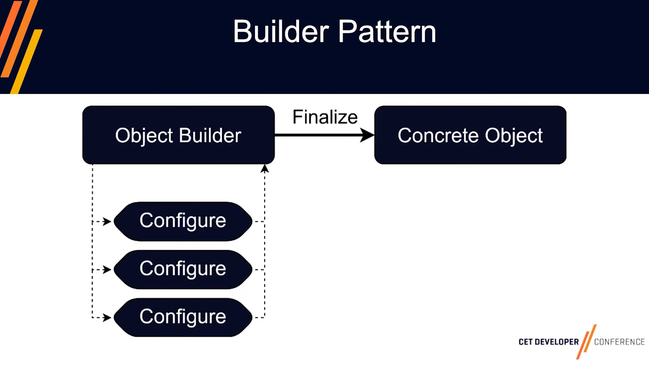So how this pattern ends up working is you have an object builder, which is a class whose entire purpose is to build up and then return a concrete object. You can configure this object during its creation via various configuration methods before calling finalize, which returns the object that you are building up.